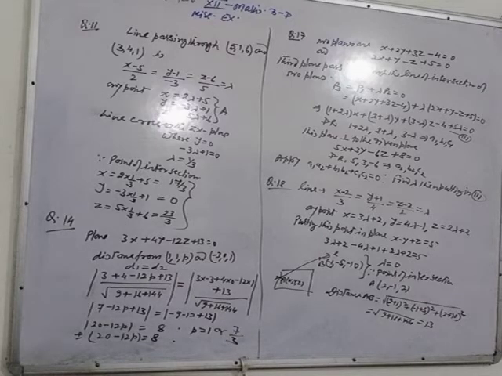Now apply the perpendicular condition: a1 a2 plus b1 b2 plus c1 c2 is equal to 0. Determine the value of lambda, then put the value of lambda in the required third plane. After putting the value of lambda, you will find the equation of the required plane.